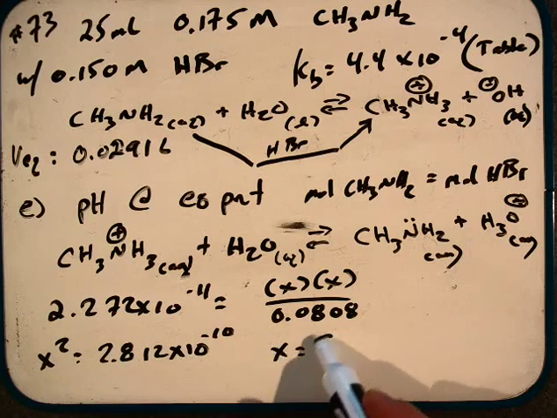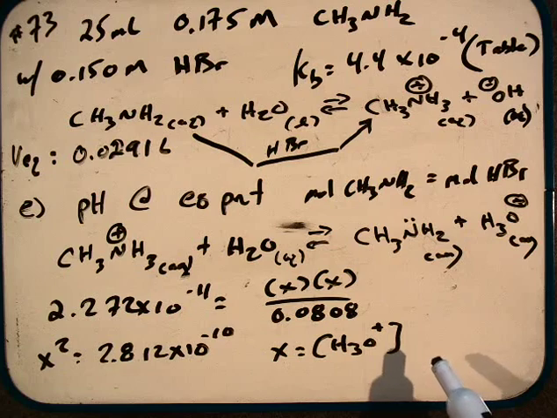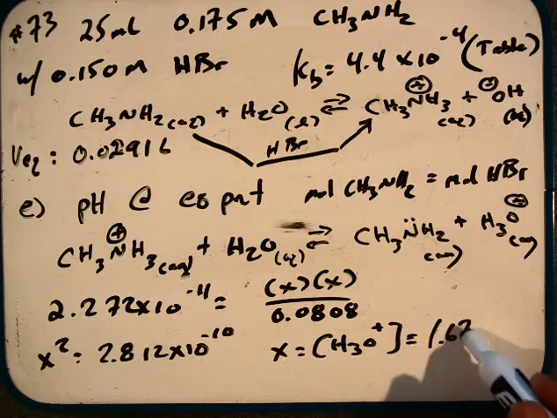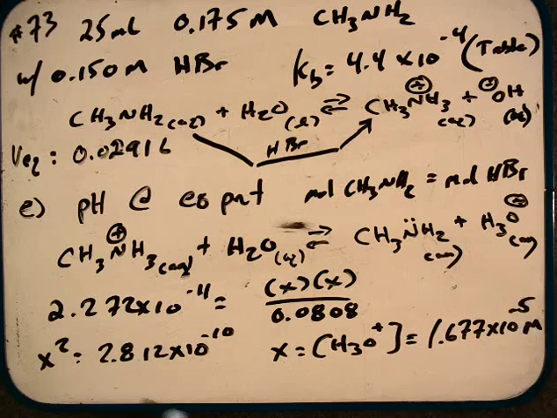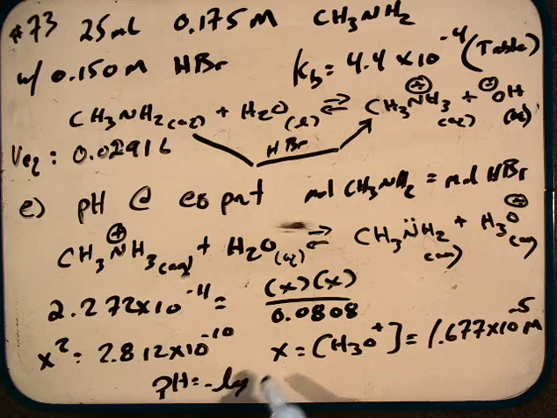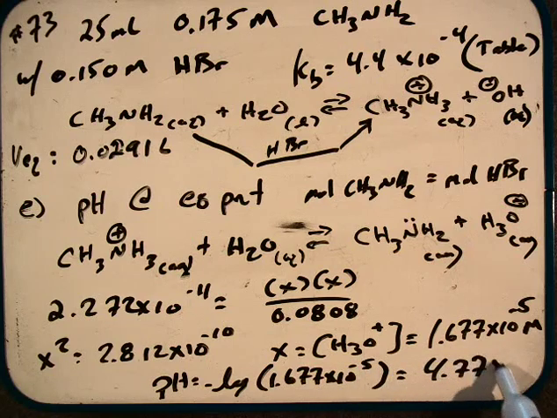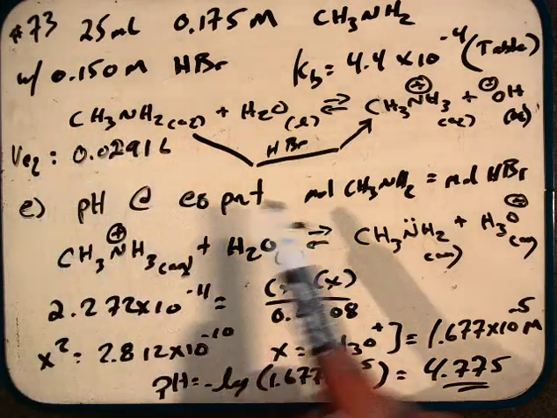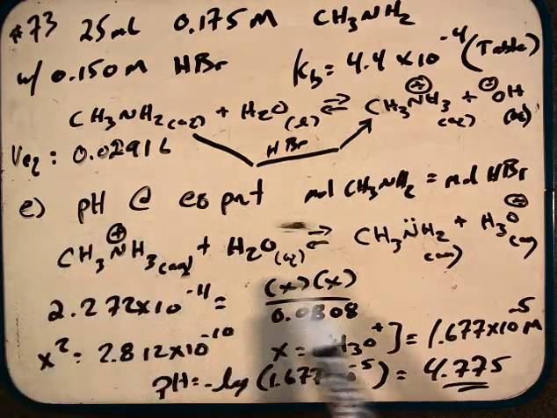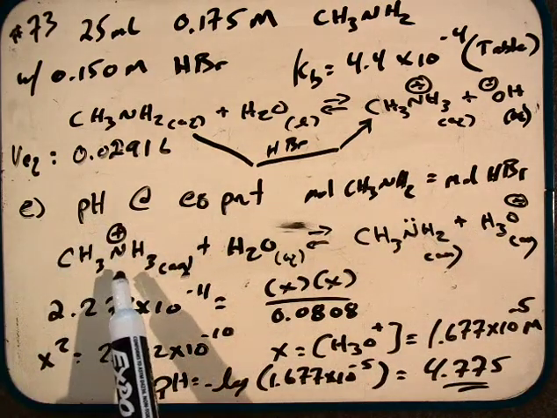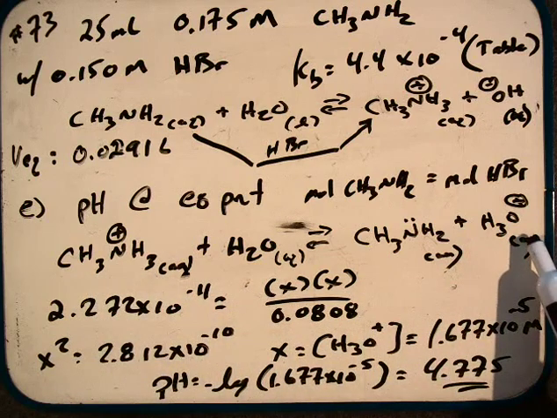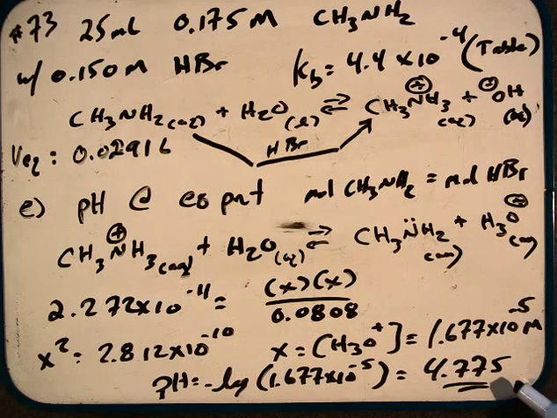Our x, which again, remember in this case is our H3O plus concentration, is going to be equal to 1.677 times 10 to the negative fifth. And so our pH should be equal to 4.775. So again, at the equivalence point, since now all of our starting parent base has been converted into the conjugate acid, that is the expression we need to use. And so as a result of beginning now with our conjugate acid, we are generating H3O plus, and we should be in an acidic area, which we are, pH less than 7. So that is part E.